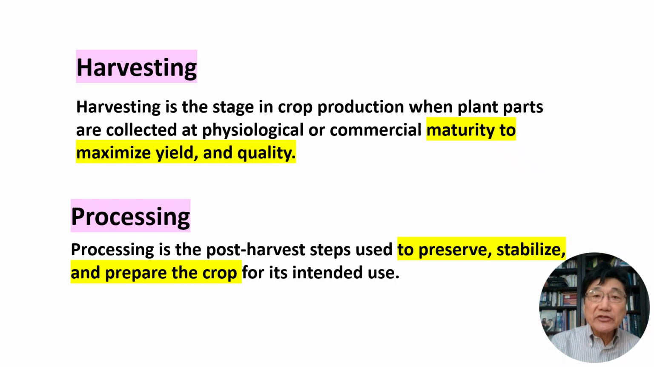Harvesting is the stage in crop production when plant parts are collected at the physiological or commercial maturity to maximize yield and quality. Processing is the post-harvest steps used to preserve, stabilize, and prepare the crop for its intended use.